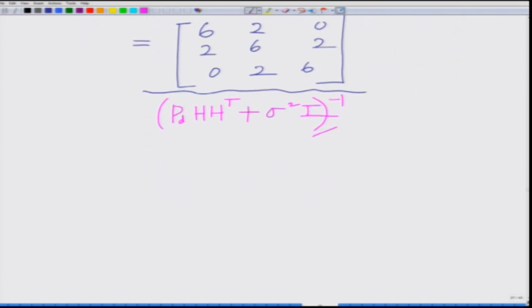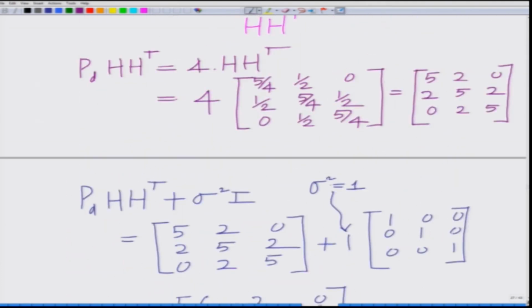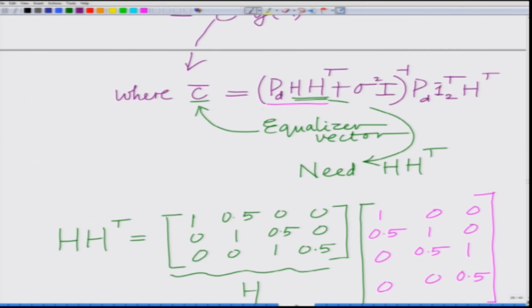Now, what we want to do? We want to calculate the inverse. So, this is PD times H transpose plus sigma square I. Now, let us compute the inverse of this matrix. So, we need to compute the inverse, and then we can use this in the computation of the equalizer vector. So, once we compute the inverse, we can use it in the computation of the equalizer vector.